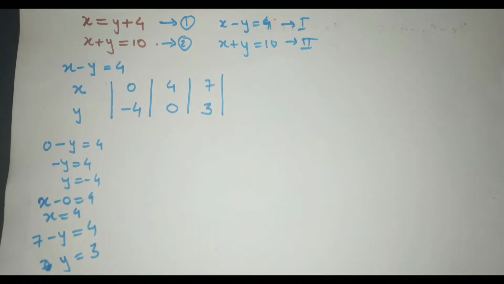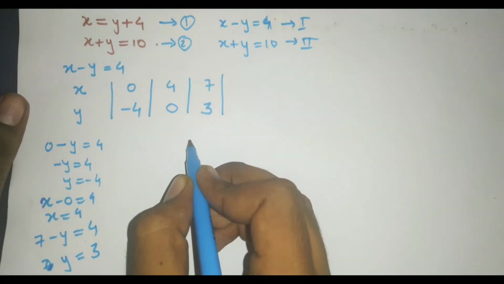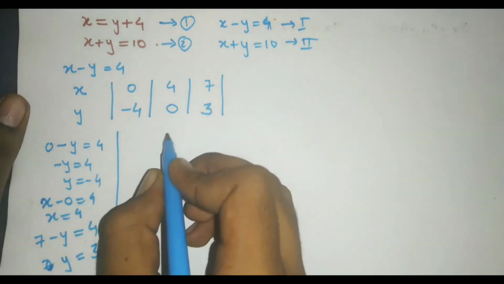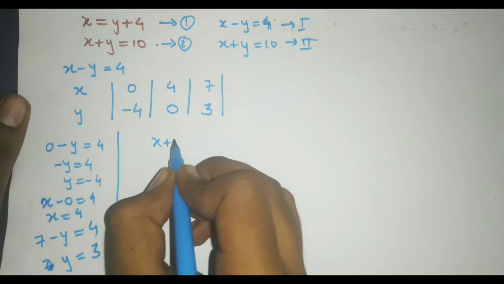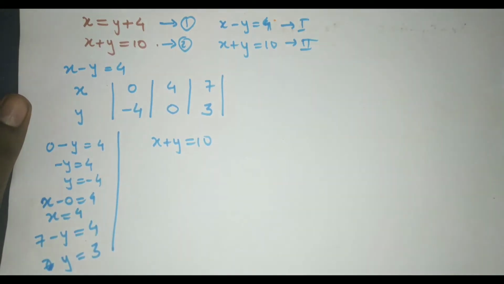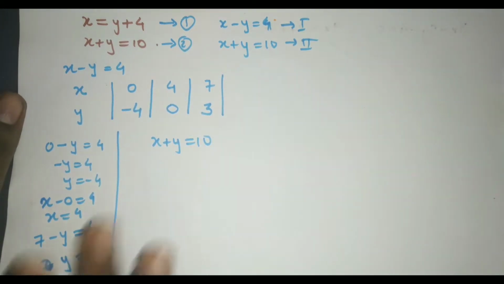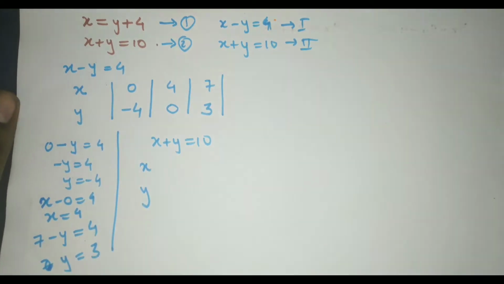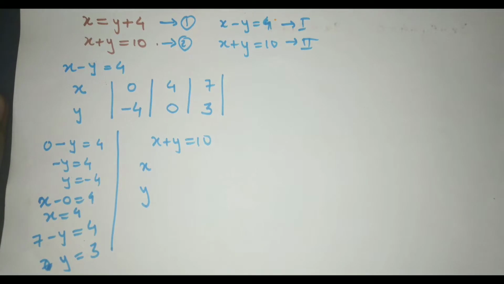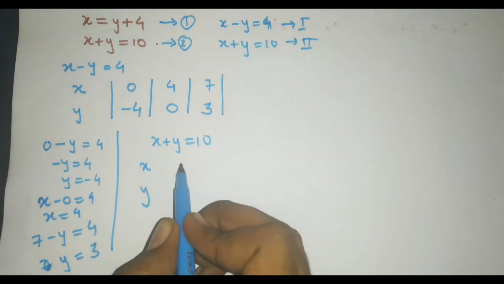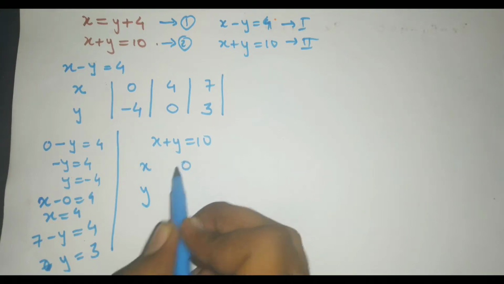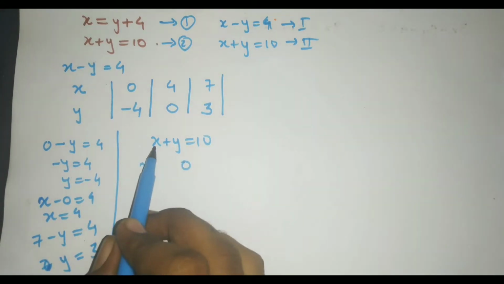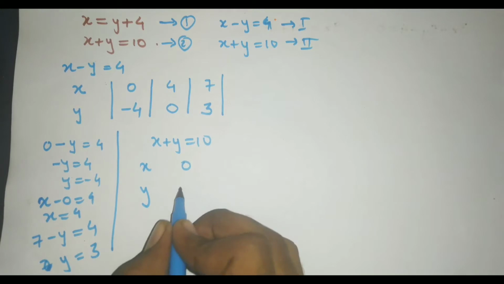Now moving on to the next equation. I'll write it here: x plus y is equal to 10. This is the next equation. You have to do the same procedure for this one also. Write x, write y, then put any values of x or any values of y and find out the other variable's value. Now I will put x as 0. When I put x as 0, I will get y equal to 10.